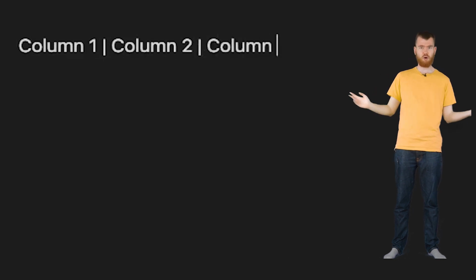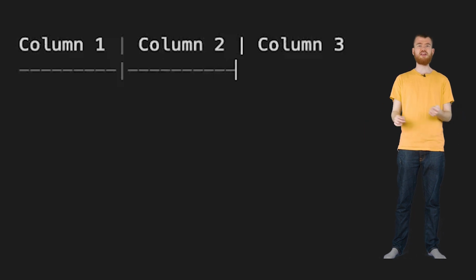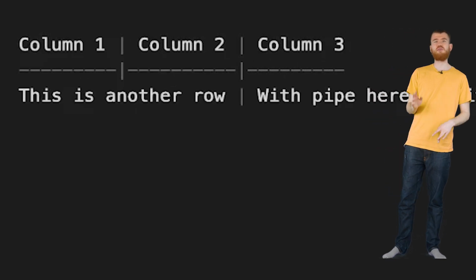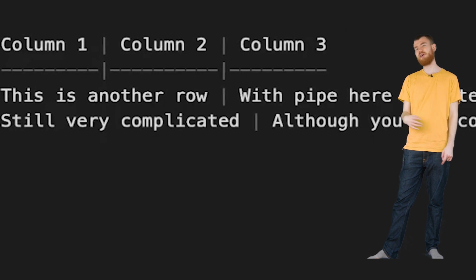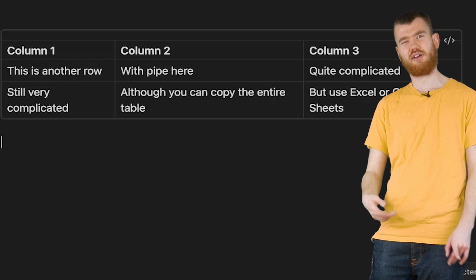You start by typing the first header, then pipe, then second header, and so forth, how many columns you want to have. And then on the next row, you put a bunch of dashes followed by a pipe for each column that you initially assigned. And then afterwards, you can write all the other boxes separated by the pipes, and at the very end, you have a table. But there's actually an easy way to do it, which we'll discuss later in the video.